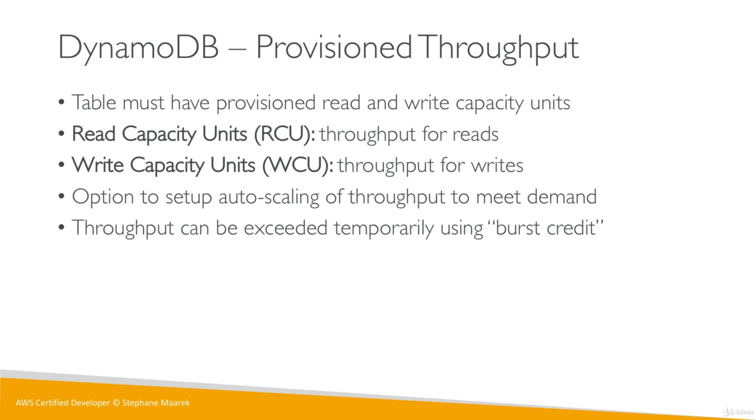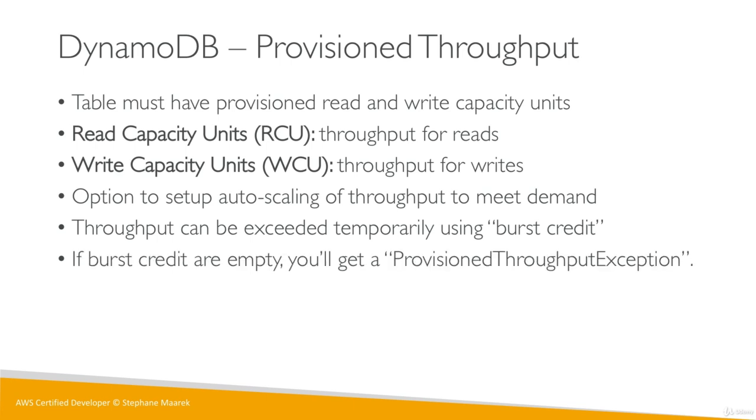So for example, if you do a little bit more reads, a little bit more writes than what you're allowed to, DynamoDB will allow you and you'll just use some burst credits. But if you use over the burst credits, so if the burst credits are empty because you overused your RCU or WCU, you'll get a provisioned throughput exception. And then it's super advised to do something called an exponential backoff retry.